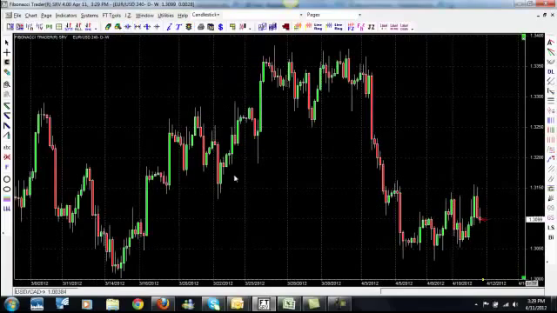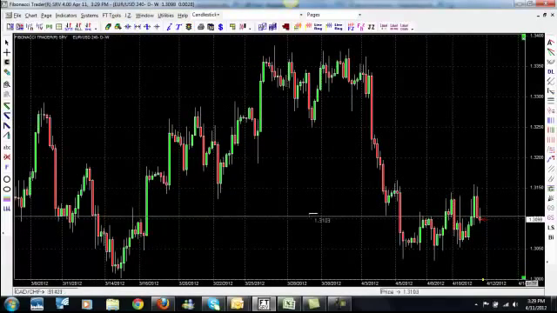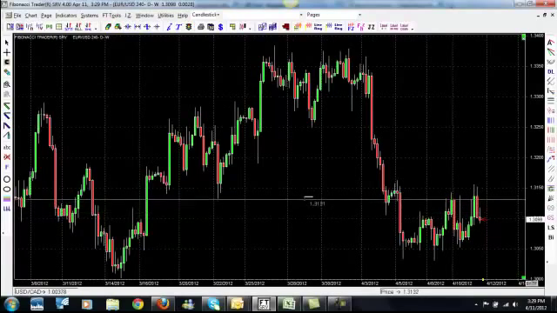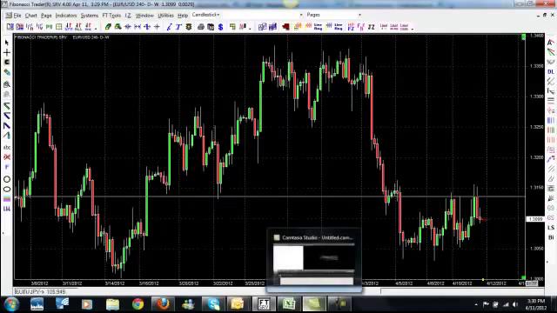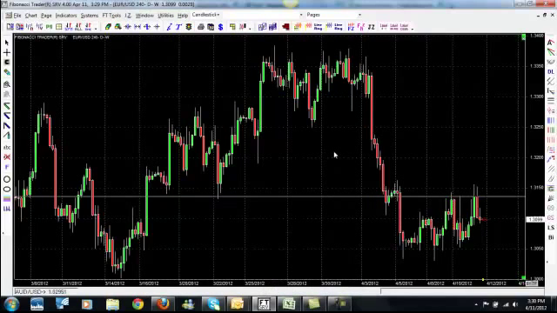Okay, so the customer said he sold at 31.36. Okay, so he sold right here. He put a 150 pip stop loss, so the stop loss would have been, no, he bought, I'm sorry, he bought right there. Put 150 pip stop loss and a 50 pip profit target.